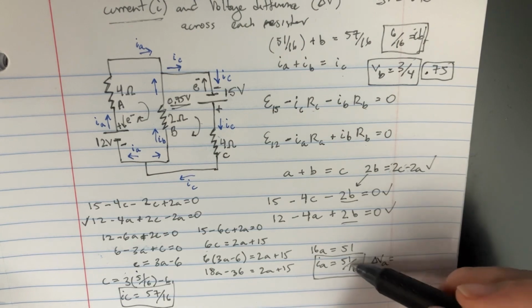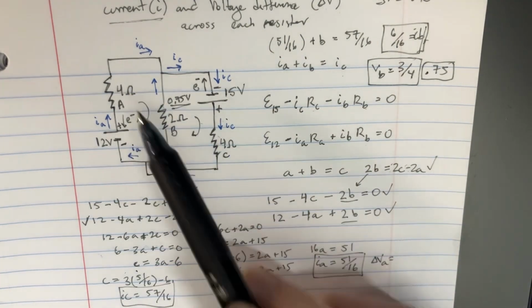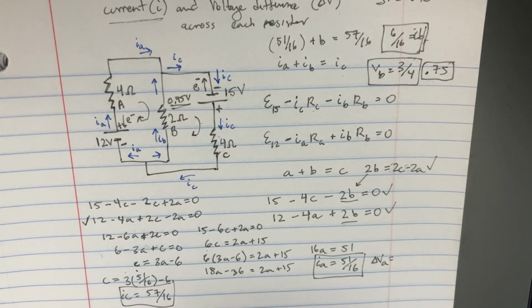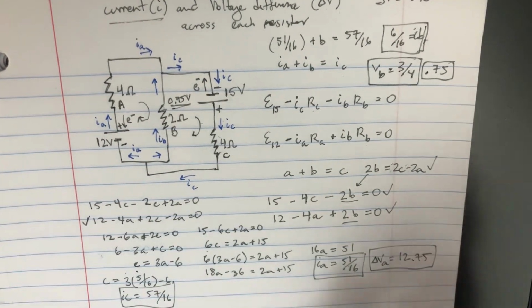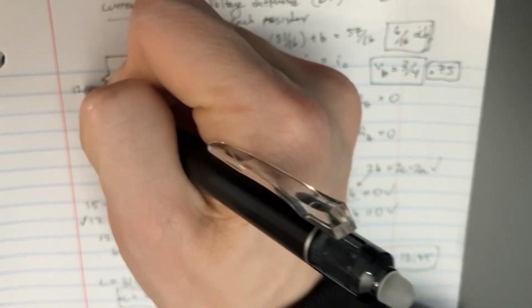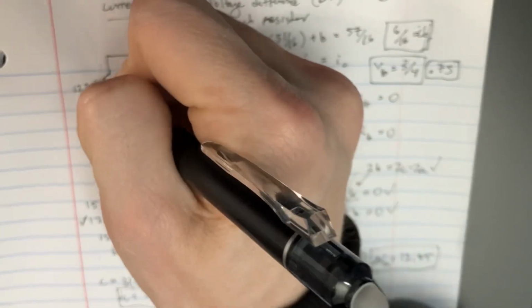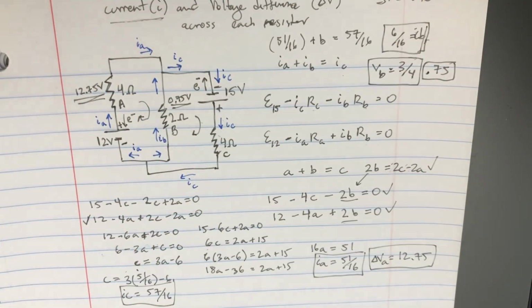You never know. The VA is going to be the current times the resistor. So we're supposed to use a calculator. 51 over 16 times 4. 51 over 4, well, it would be 12.75. All right. So VA is going to be 12.75.